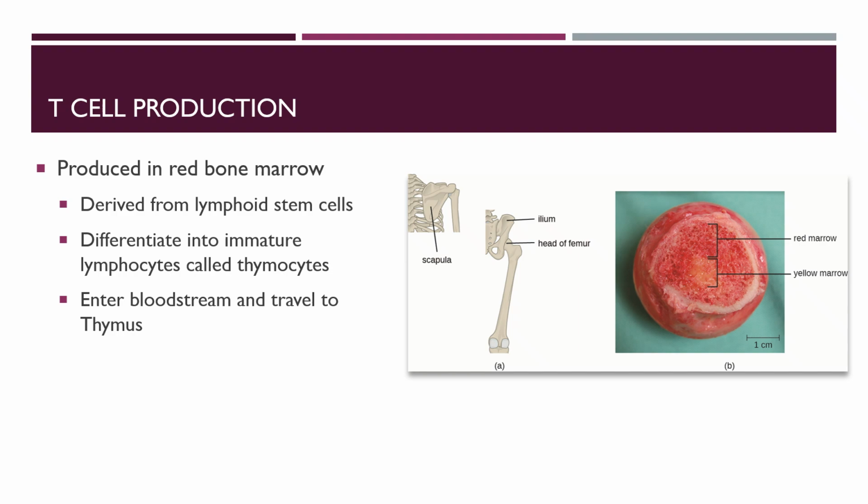So T cells, again, are produced in the red bone marrow. They come from a lymphoid stem cell. They differentiate into immature lymphocytes that we call thymocytes. They go into the bloodstream and they travel over to the thymus. That's where they're going to finish their process.